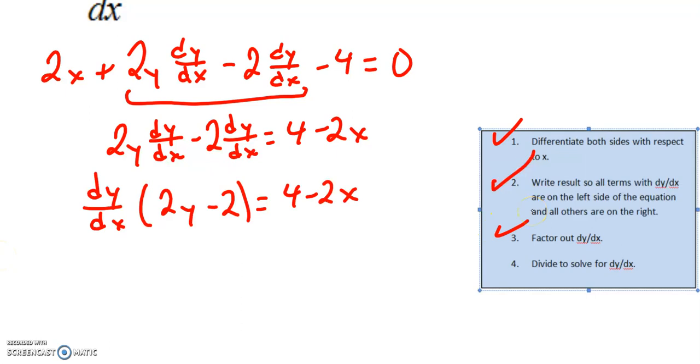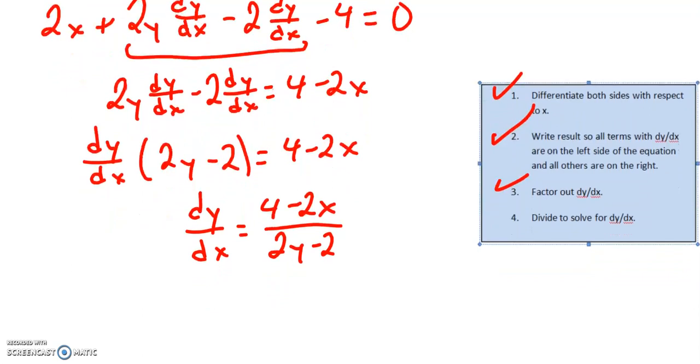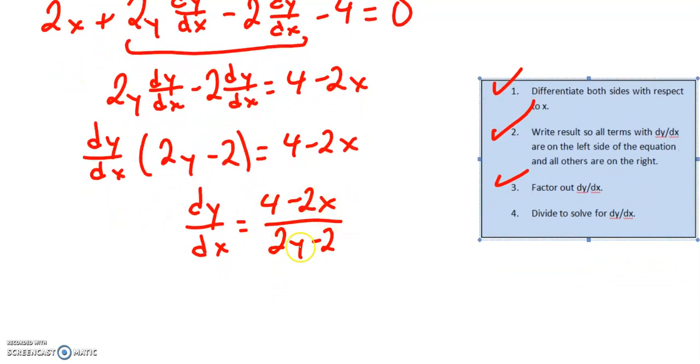Factored out dy/dx. Now we're going to divide by 2y minus 2 on both sides. So dy/dx equals 4 minus 2x divided by 2y minus 2. And we can factor out a 2 out of all of those. So again, we can reduce that all by 2. So 2 minus x over y minus 1.